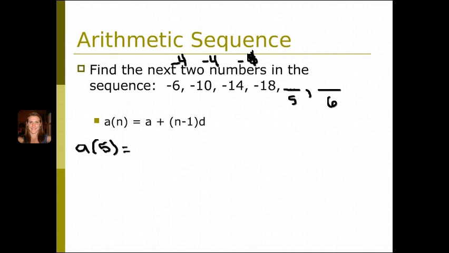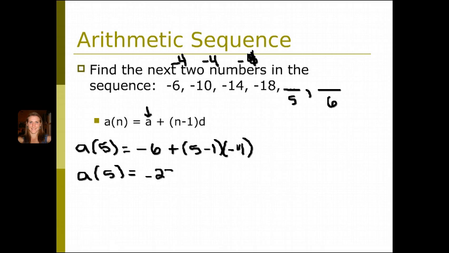My first number in my sequence, which is my A, is -6, because that's the first number that they gave us in our sequence, plus the quantity 5 minus 1, and our common difference this time is -4. Okay, because we were subtracting 4 for all of our differences, so our common difference is negative. All right, so when we plug that in, we get A of 5 equals -22.